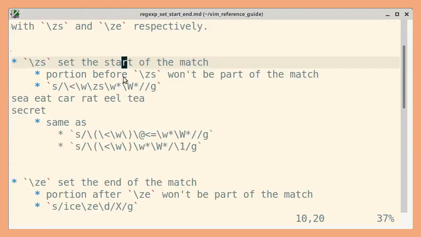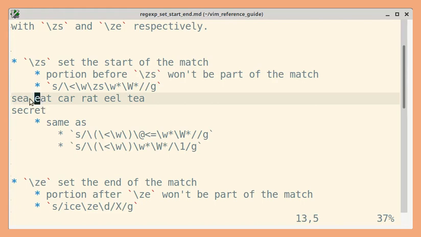The portion that matches before \zs won't be part of the match. So this will feel very familiar to positive look behind. The difference is this only sets the location of the match. This is not a zero width assertion.